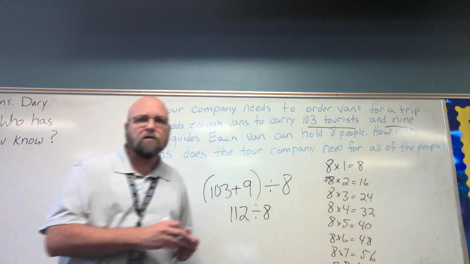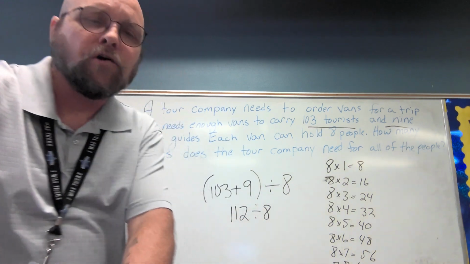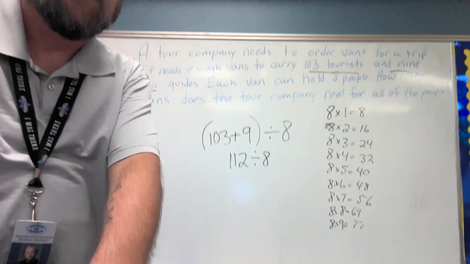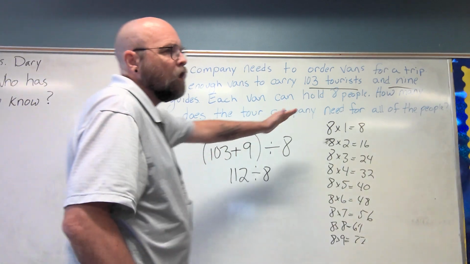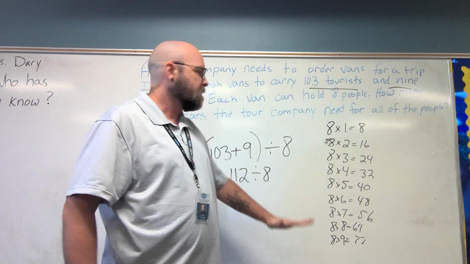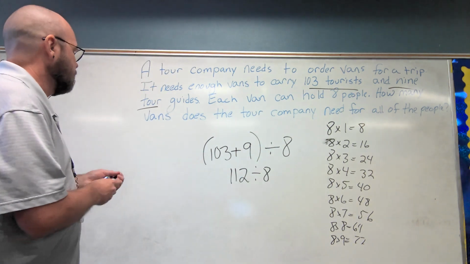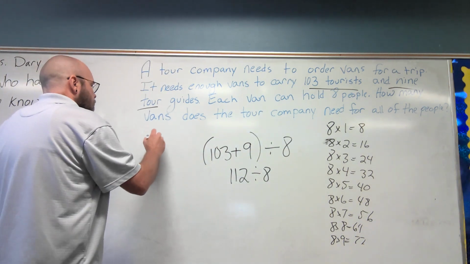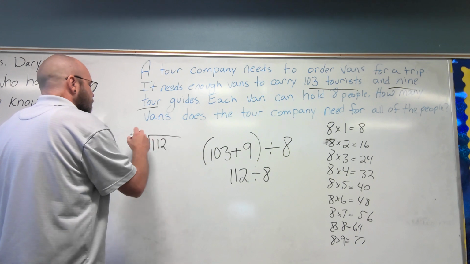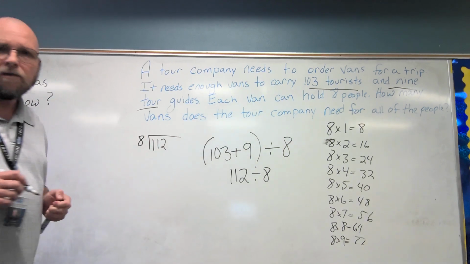Now, anytime I'm doing division, I'm going to write down my divisor. I'm writing down all the factors of my divisor because that makes my division much easier. So I have 112 divided by 8.